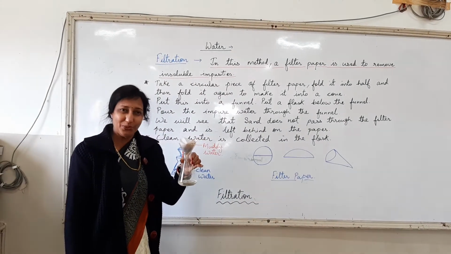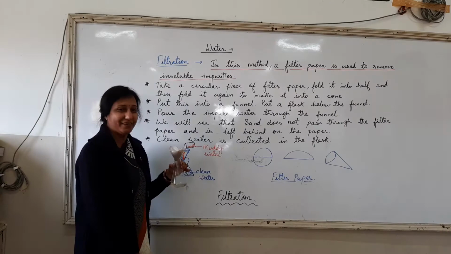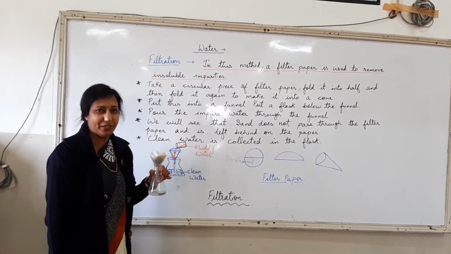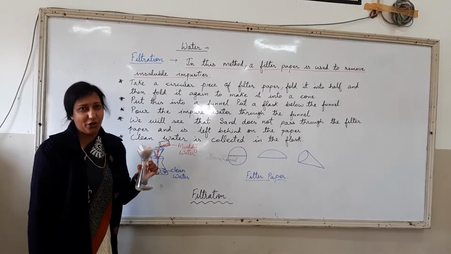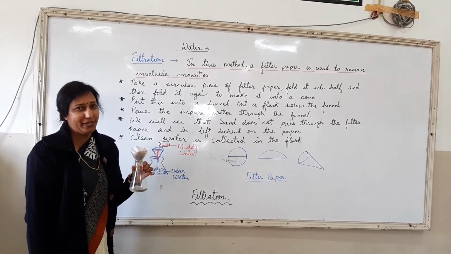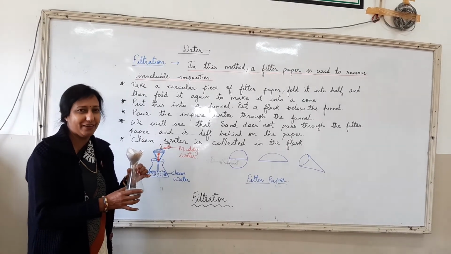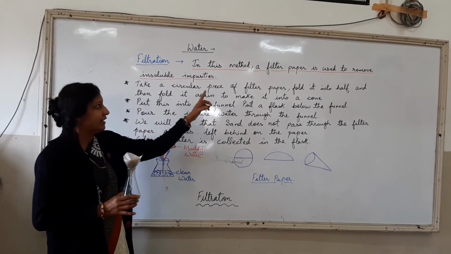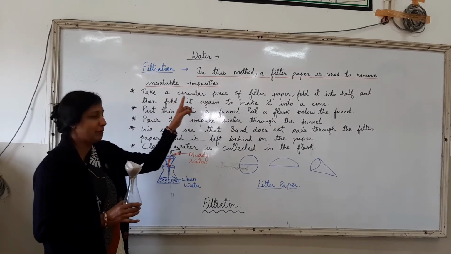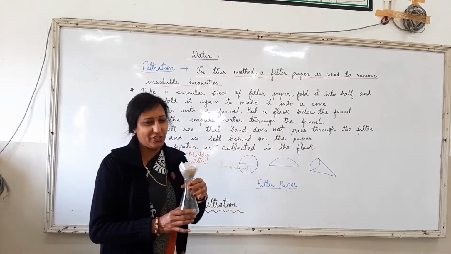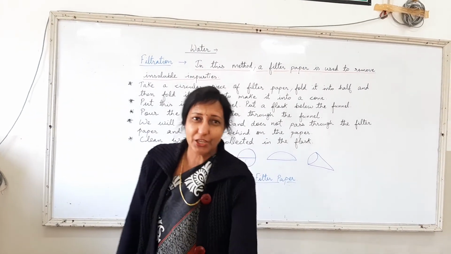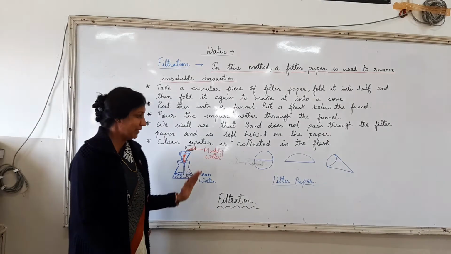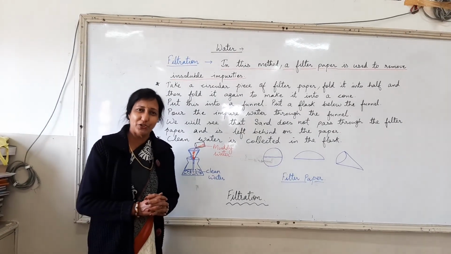So children, just go through the content, try to understand this practical which I have explained to you in the science lab today. Since you are not able to come to the lab, please enjoy this and try to learn the definition of filtration, which says that a filter paper is used to remove insoluble impurities through filtration. So children, thank you for now. Go through the content and try to understand what is filtration all about.